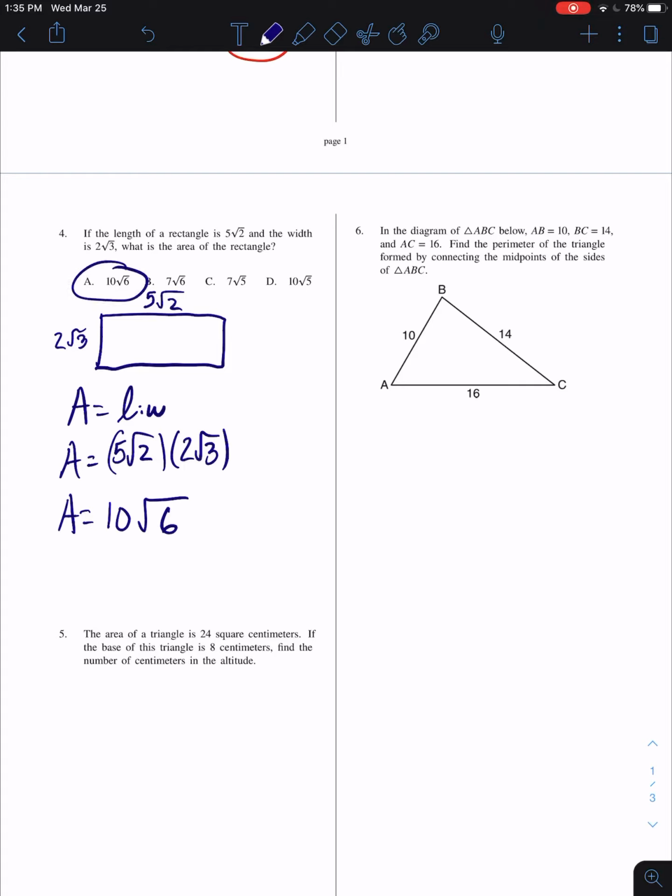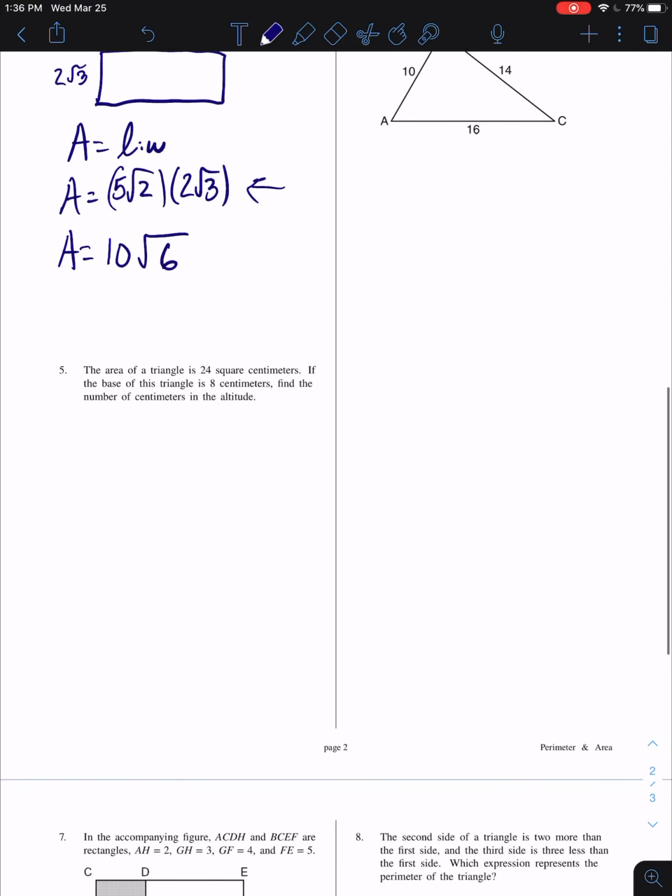But again, if that part's confusing to you, you plug this into your calculator, you're going to get a decimal, and you just compare it to what the decimal version of each of the answer choices is. Don't let this part be the part that gets you. The part that you need to understand is they're asking for the area of a rectangle. Do I know the formula? Do I know what's involved? That's all that it's going to involve here.